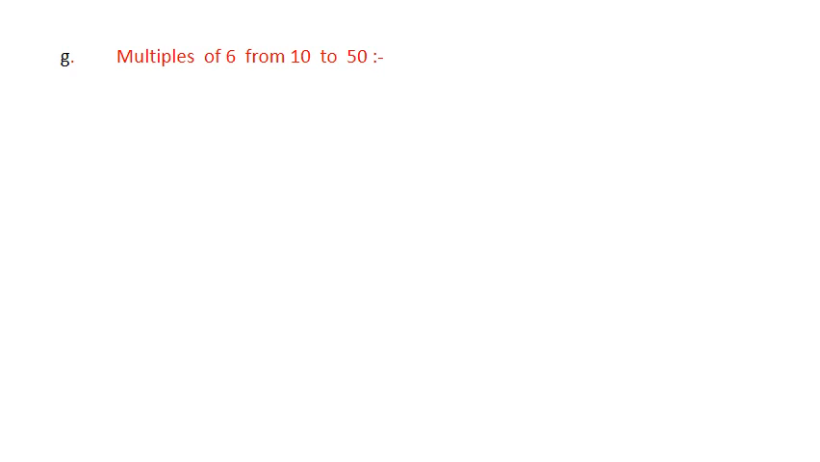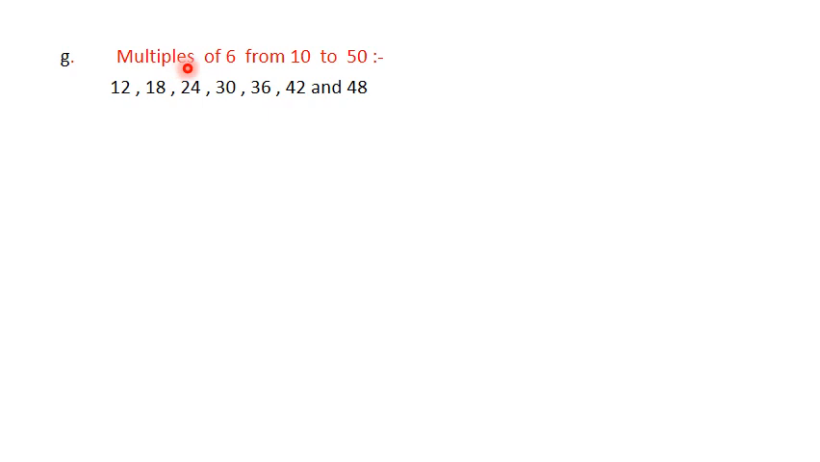So we'll start writing from 12 because 6 twos are 12. And we have to go till 50 only. So what will we write down here? 6 twos are 12, 6 threes are 18, 6 fours are 24, 6 fives are 30, 6 sixes are 36, 6 sevens are 42 and 6 eights are 48. Next comes 6 nines are 54. We cannot take 54 because we want the numbers till 50 only. So your numbers are 12, 18, 24, 30, 36, 42 and 48.